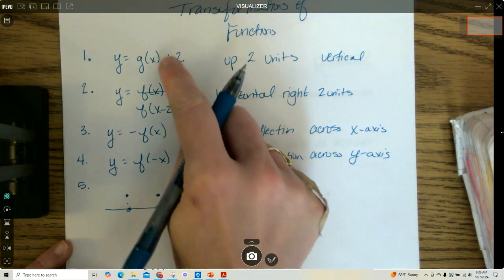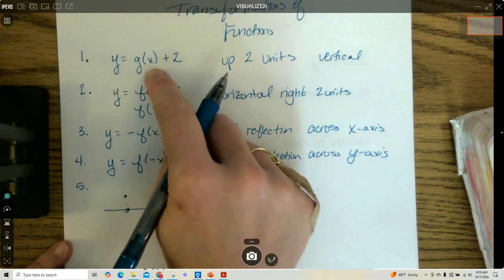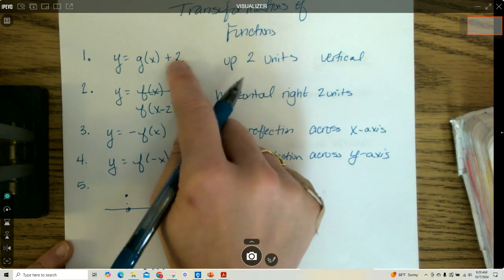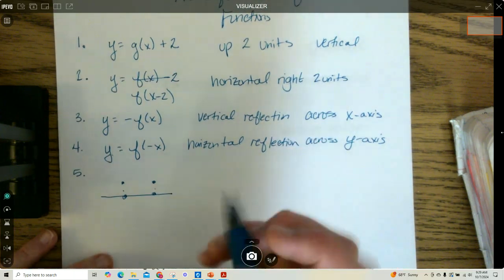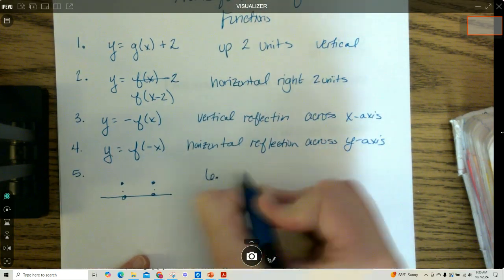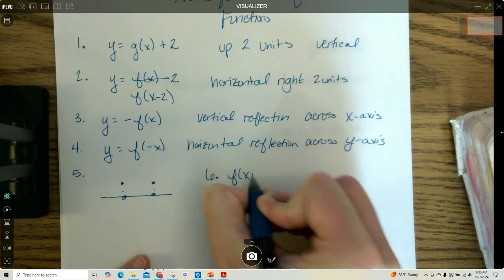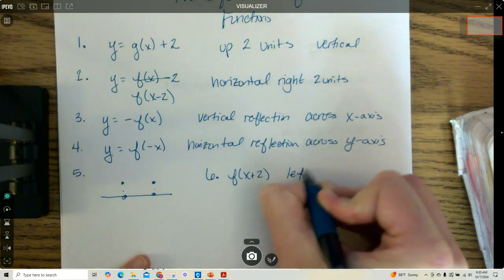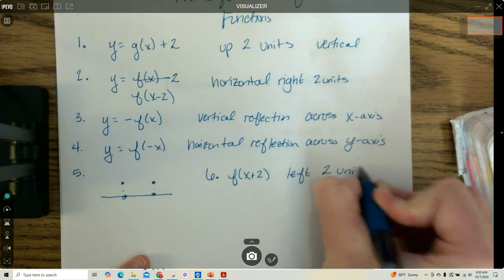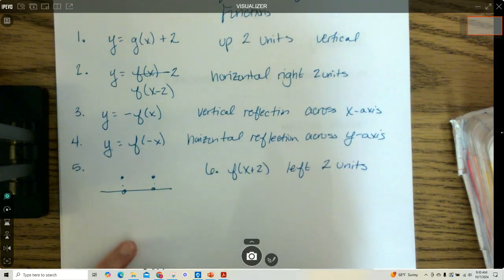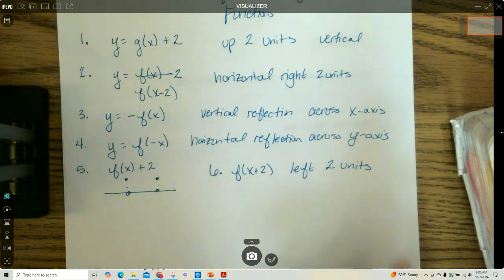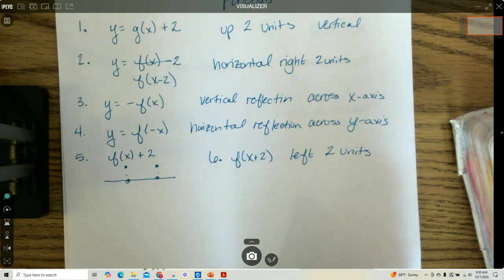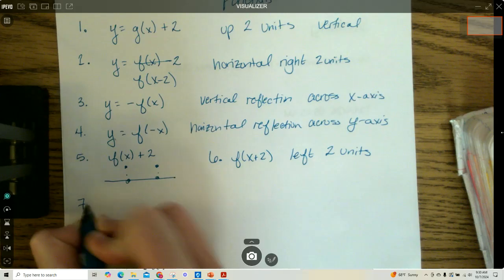Yeah, so if it's phrased like this, f of x plus 2 with the 2 on the outside, it moves up. Next one is f of x plus 2 in parentheses. So that's going to go left 2 units. So this was f of x plus 2.